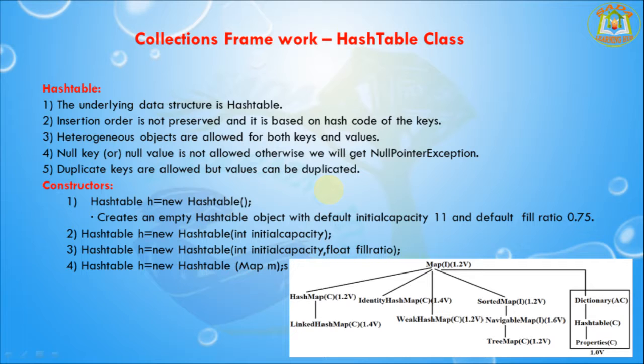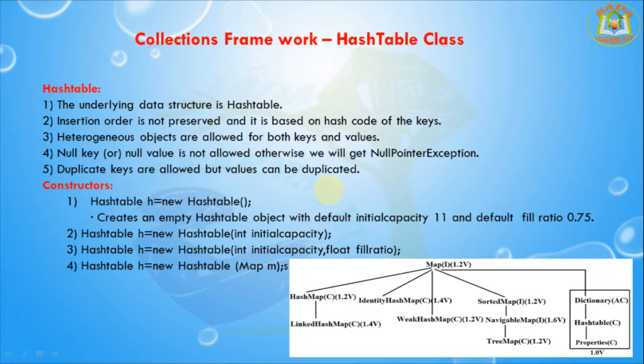The third constructor is a parameterized constructor. It takes two arguments: one is the initial capacity and the other is the fill ratio. The initial capacity is of type integer and the fill ratio is of type float. The fourth one is a parameterized constructor that takes a Map object.